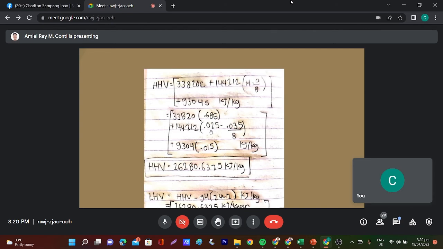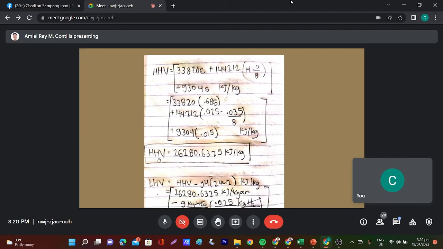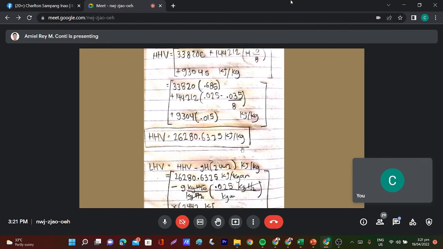Then, sa hydrogen, yung 0.025, then sa oxygen, yung 0.035, and then, 9,304 pala, I'm sorry. Dito sa formula natin sa higher heating value is 9,304 times sulfur, yung S. Sorry. So, yung sulfur natin, which is yung given is 0.015. So, doing the math calculation, ito po nakuha natin, higher heating value is 26,280.6325 kilojoule per kilogram. You get the higher heating value.